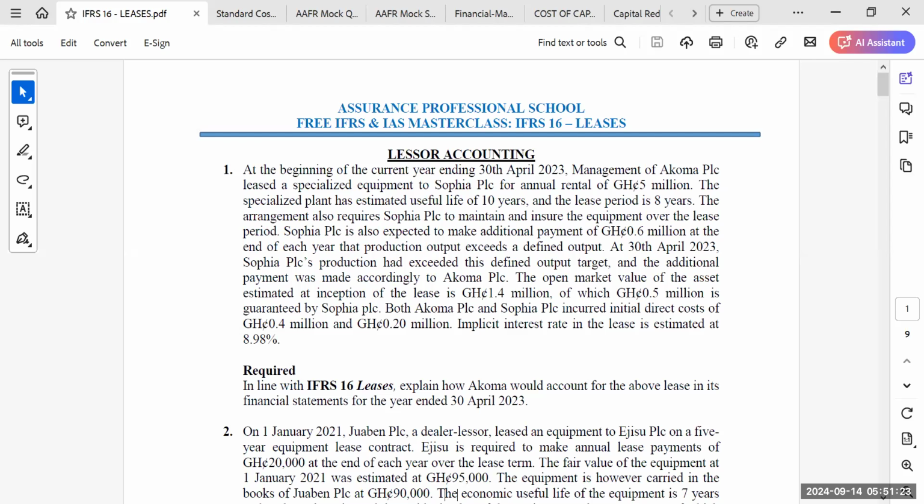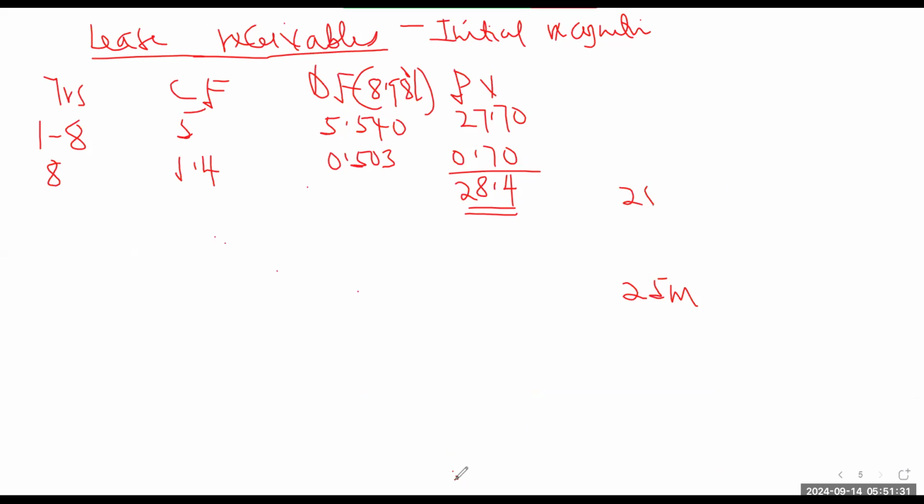Why is the initial direct cost incurred by the lessor? 0.4. Okay, so what we do is that the 0.4 will also be part of the asset. So if you want to de-recognize, we add the 0.4 to the what? We add the 0.4 to the lease receivables to have that amount. Then we now match it against this one to have our gain. Then we reclassify the transaction cost, which is the direct cost, to be an asset. Then we also amortize it over the lease period.